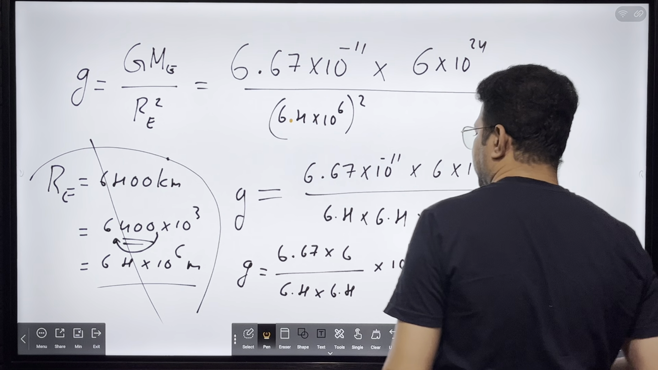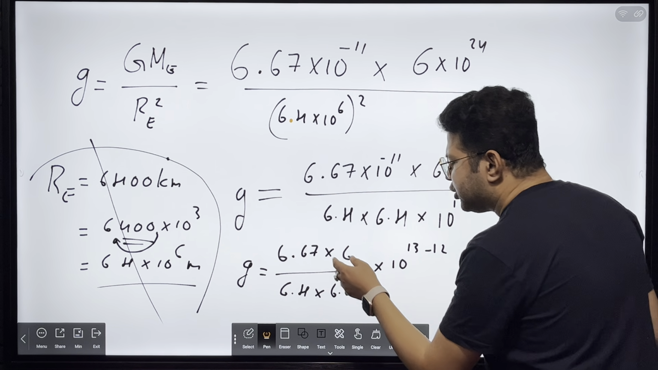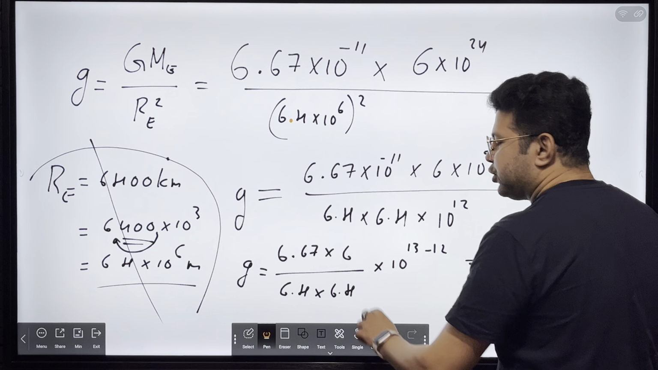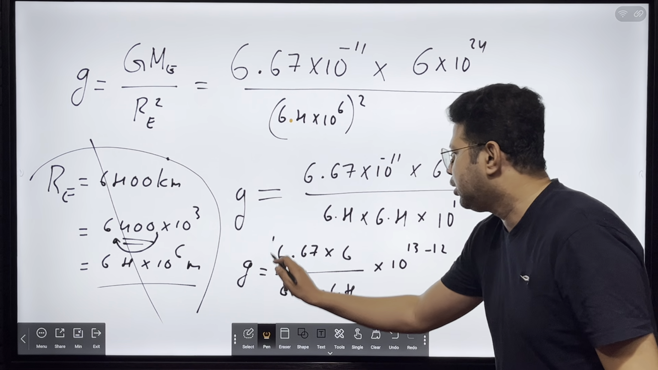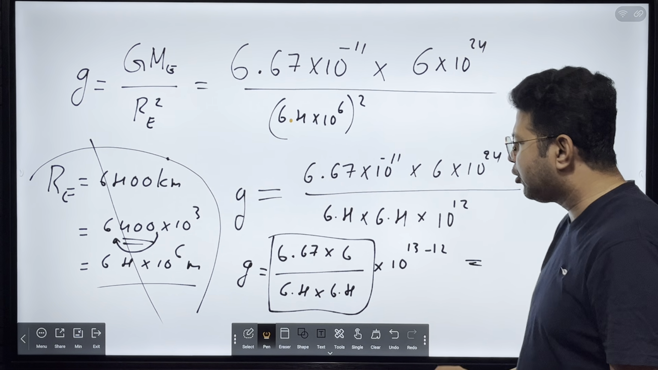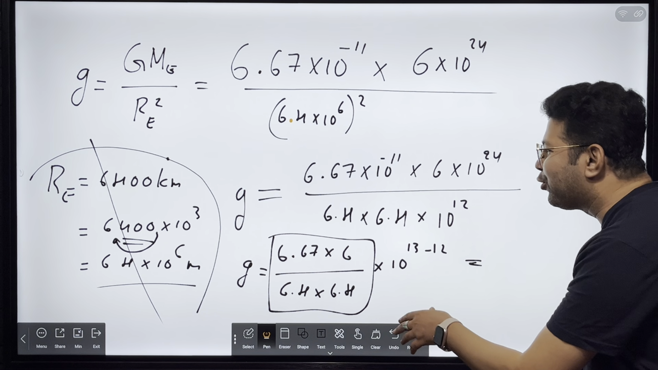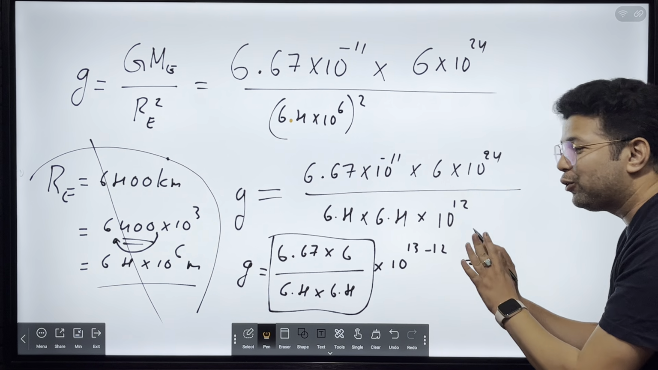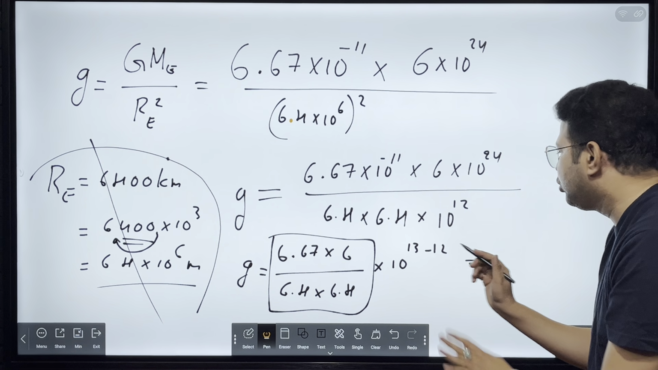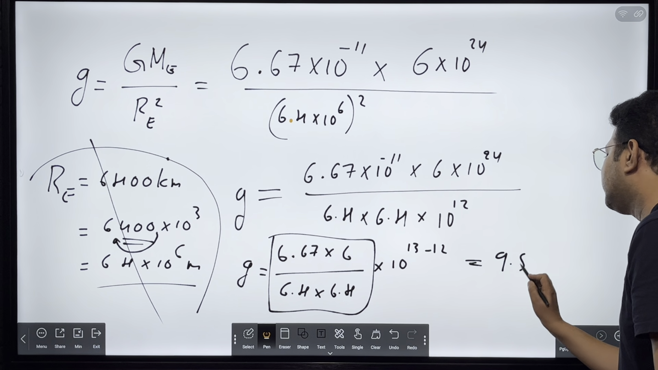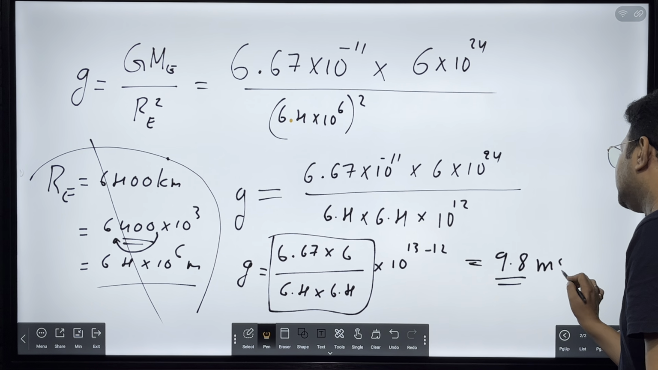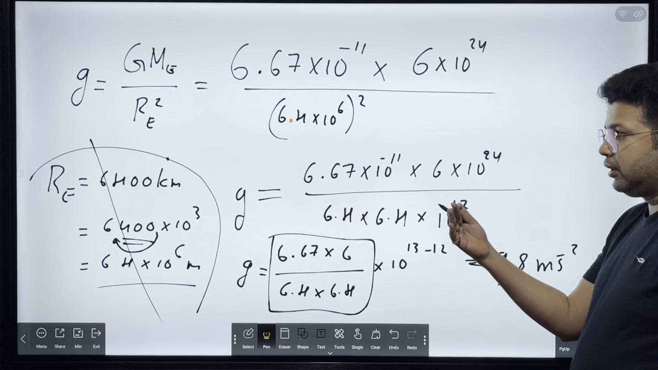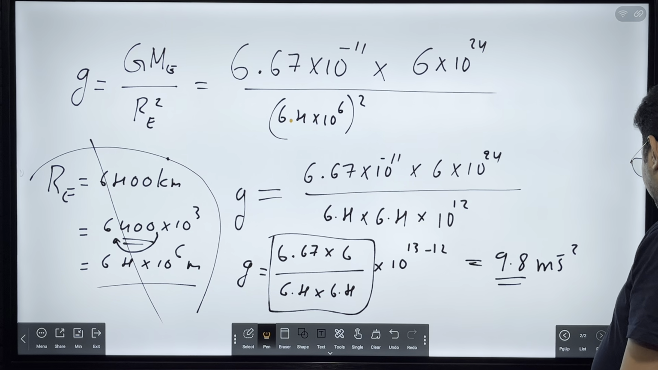If you look at the numerator, 6.67 into 6 is less than 6.4 into 6.4, you can see. Roughly they get cancelled, and you are going to get 1 into 10 to the power 1, 10 to the power 1 is 10, no? Roughly you are going to get 10 here. But if you use the calculator, you are going to get some answer somewhere around 9.8 meter per second square. So this is how we calculate the acceleration due to gravity.